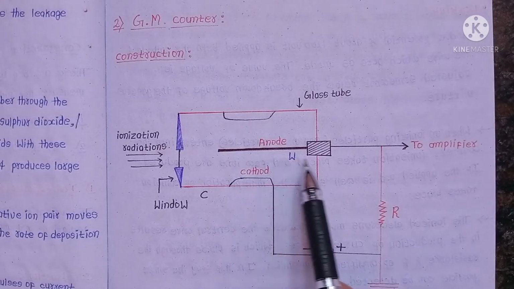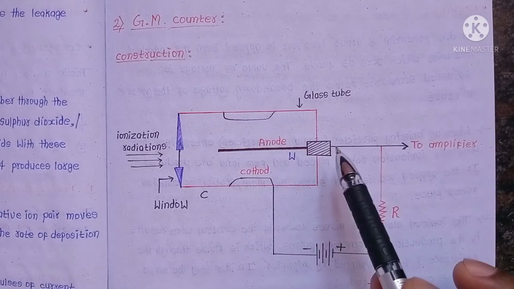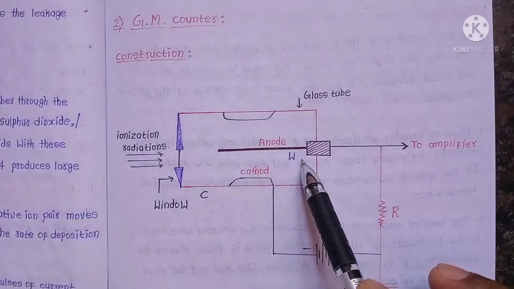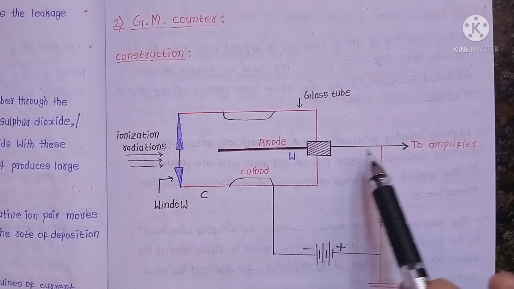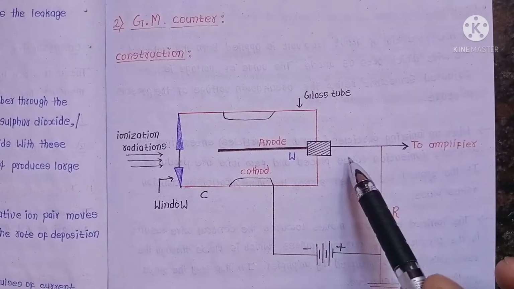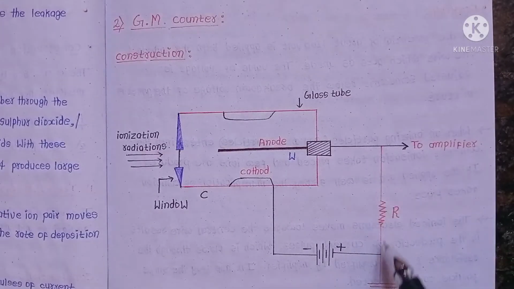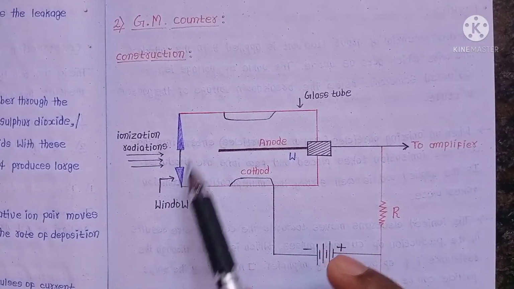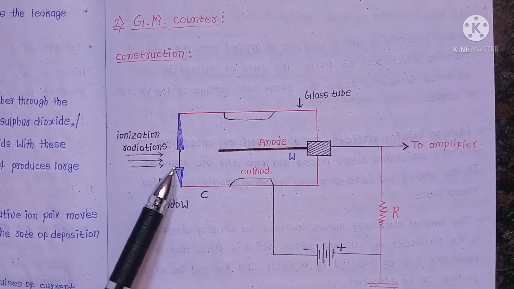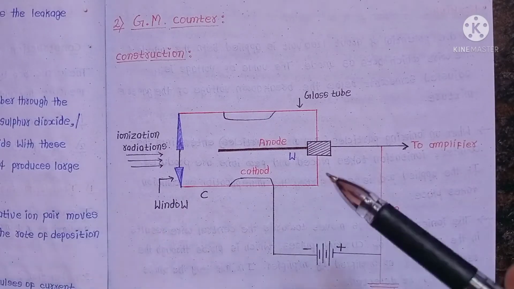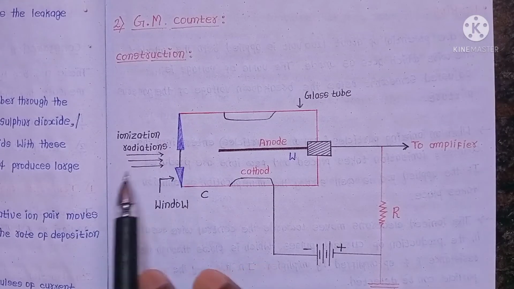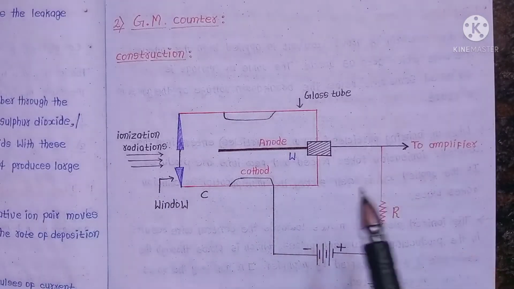Next, a fine tungsten wire W is inserted inside this small metallic chamber C. This acts as the anode, and the anode is connected to the positive terminal of the amplifier. Next, one end of this tube is covered with a mica sheet, which is on one end of the metallic cylinder C. This mica sheet provides a path for the radioactive radiation. So through this mica sheet the radioactive radiations enter the GM counter.